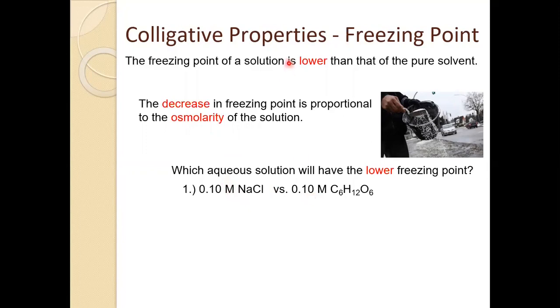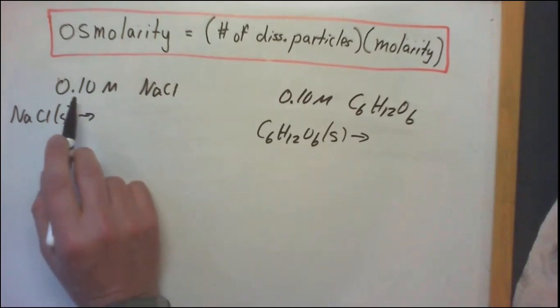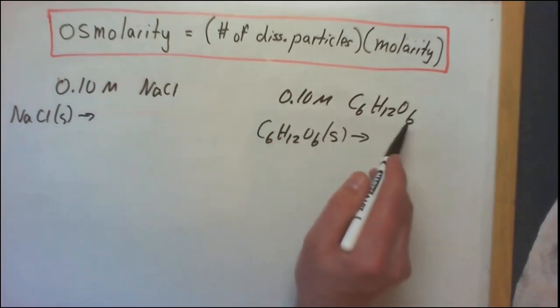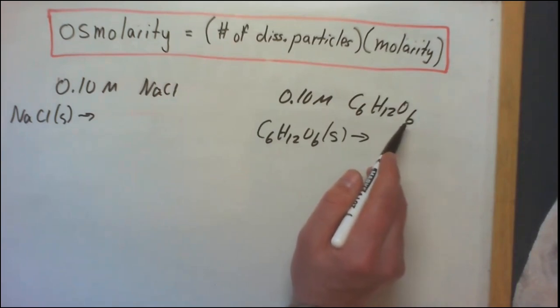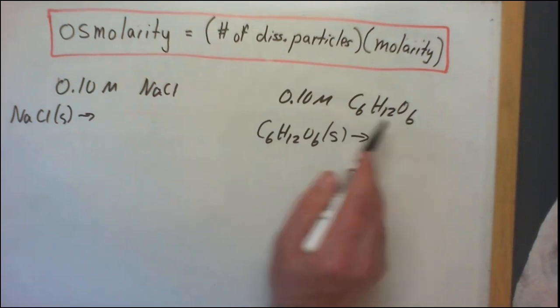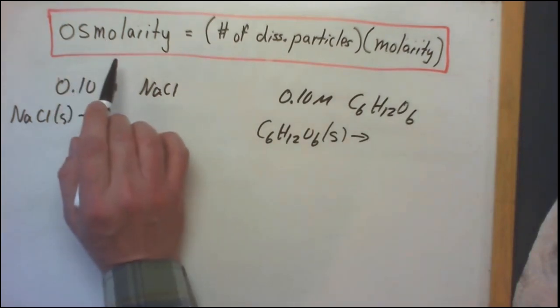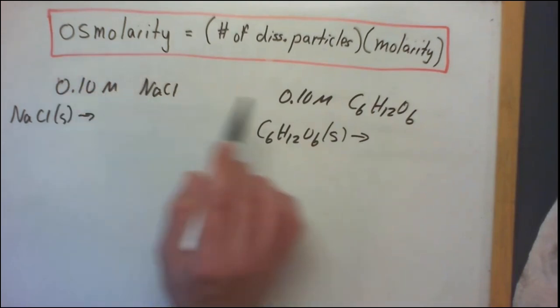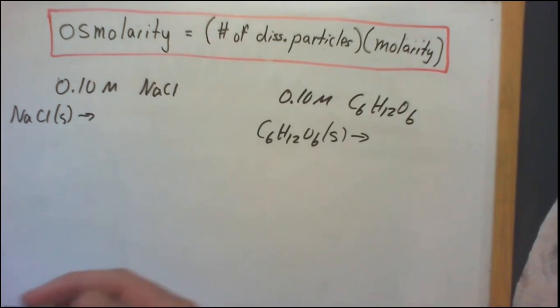So we have our two solutions, 0.1 molar sodium chloride or 0.1 molar C6H12O6. The question is determine which of these two solutions do we expect to have the lower freezing point. And as we just learned, the lower freezing point is associated with the solution with the higher osmolarity. So really the question is between these two solutions, which one has a higher osmolarity, because that's the one that's going to have the lower freezing point.